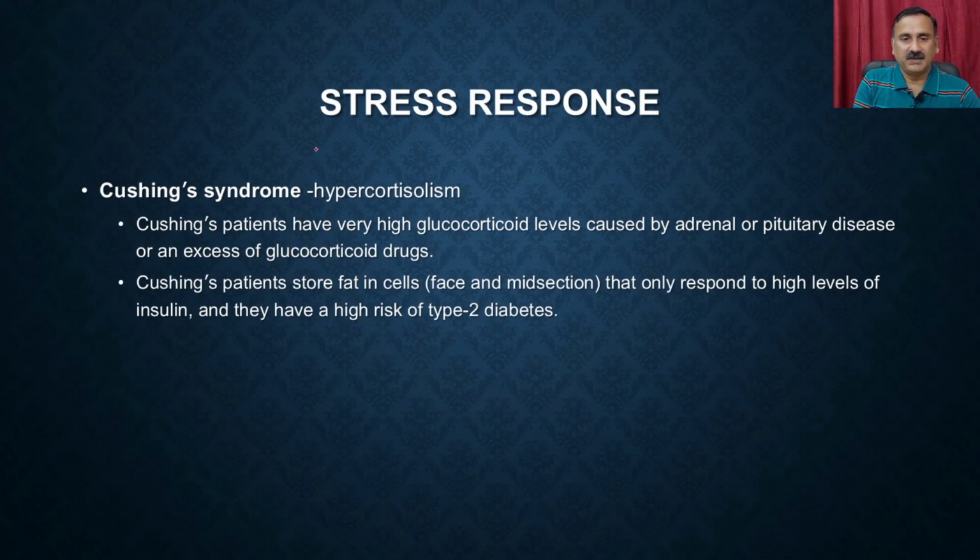So, a stress response disorder is hypercortisolism, or Cushing's syndrome. Cushing's patients have a very high level of glucocorticoid caused by the adrenal or the pituitary gland or excess glucocorticoid drugs. Cushing's patients store fat in the cells and only respond to a high level of insulin, and they have a high risk of type 2 diabetes.